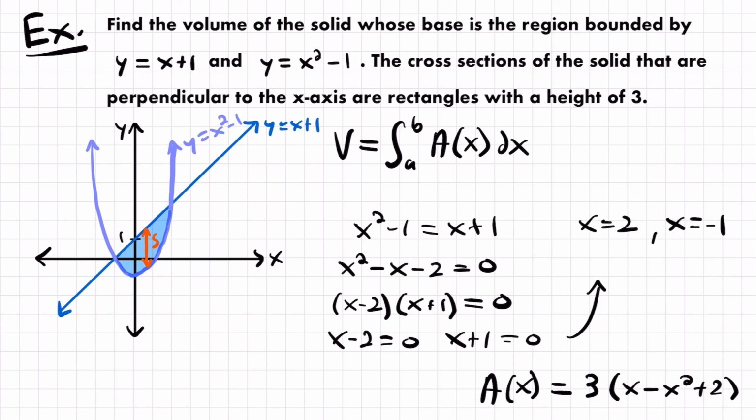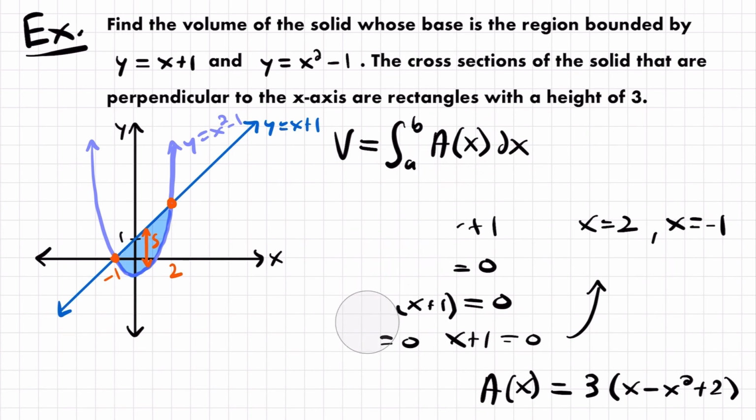And so now we know that the x values of our points of intersection are negative 1 and positive 2. And so that means that this is probably negative 1 right here, and this is probably positive 2. And so our region lies between x equals negative 1 and x equals positive 2. All right, and so now we can set up our definite integral.